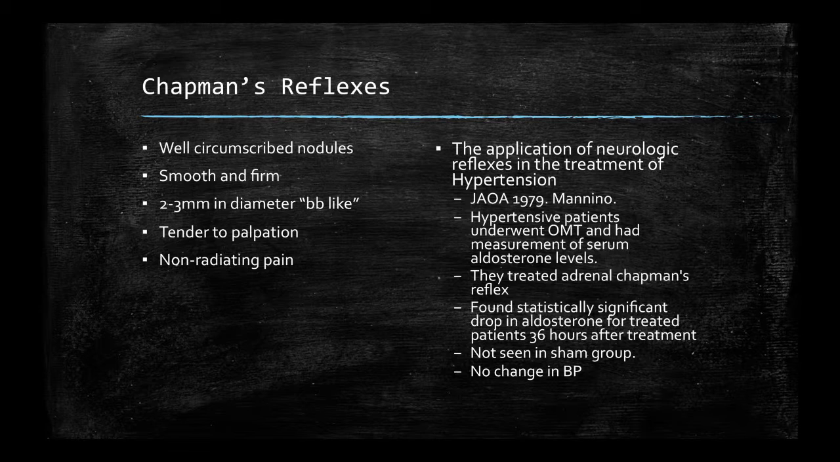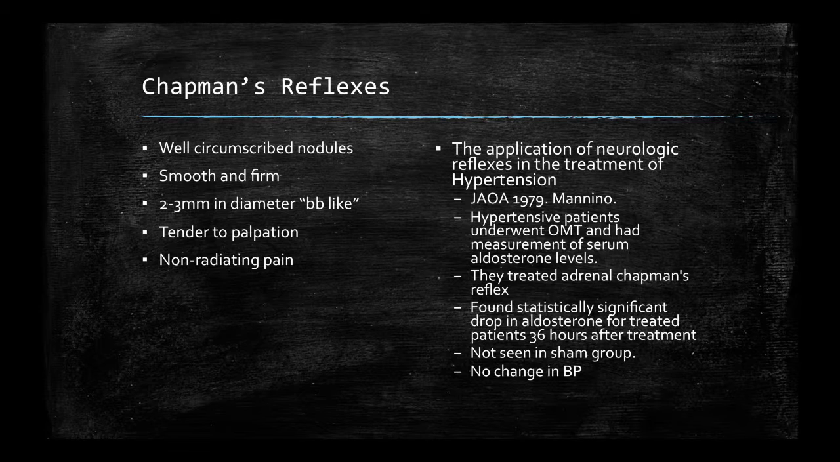So what are Chapman's reflexes? Well, they're hypercongestion from hypersympathetic tone to deep intercostal fascia resulting in lymphatic edema and myofascial thickening. This is reflected as a painful nodule that is described as small, smooth, firm, discretely palpable, and approximately 2 to 3 millimeters in diameter. And this is utilized in osteopathic manipulative treatment not only as a treatment but also diagnostically to help confirm diagnosis and the regions affected.